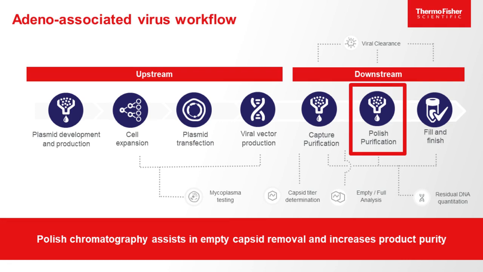So in summary, using the ProPak SAX10 column and optimized methods, you can get good separation of full and empty particles, which allows measurement of full and empty ratio of your sample. And this measurement confirms a successful upstream AAV production process and also provides a baseline for further downstream purification.